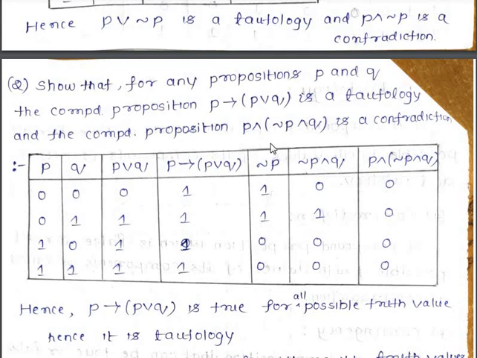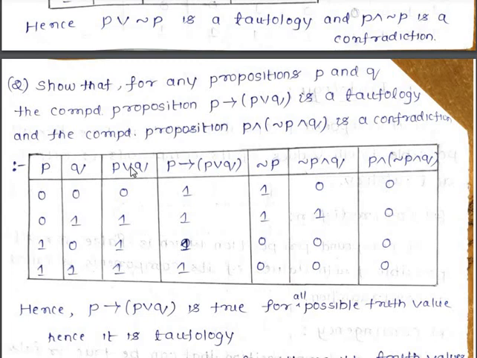For the second problem, negation P and negation, first we have to consider this one, negation P and Q. Negation of P is nothing but for 0 it gives 1, 0 also gives 1, 1 gives 0, 1 gives 0. Negation P and Q. 1 0 gives 0, 1 1 gives 1, 0 1 gives 0, then 0 1 gives 0.